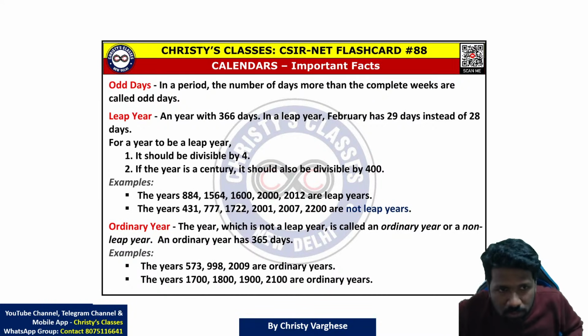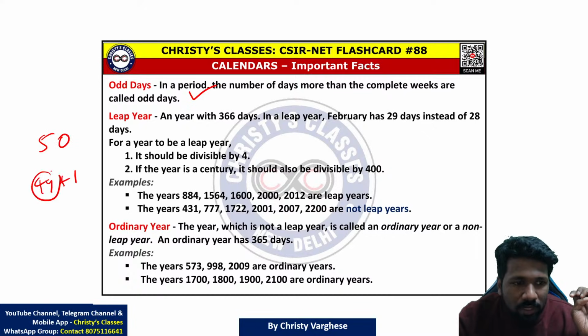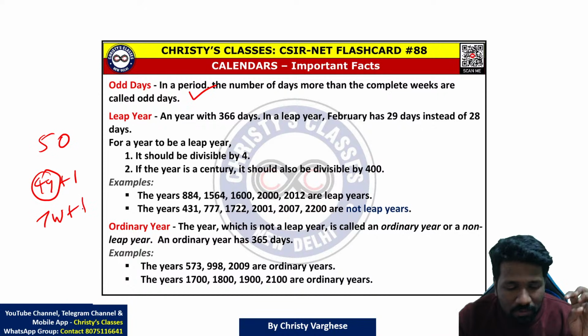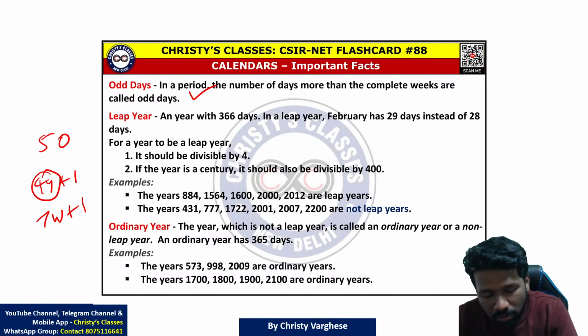Calendar problem में most important concept is odd day concept. Odd days are extra days after complete weeks. For example, 50 days में 1 odd day, because 50 is 49 plus 1. 49 is 7 weeks now, मतलब multiple of 7 plus something. That something is called odd day. All of you are understanding?